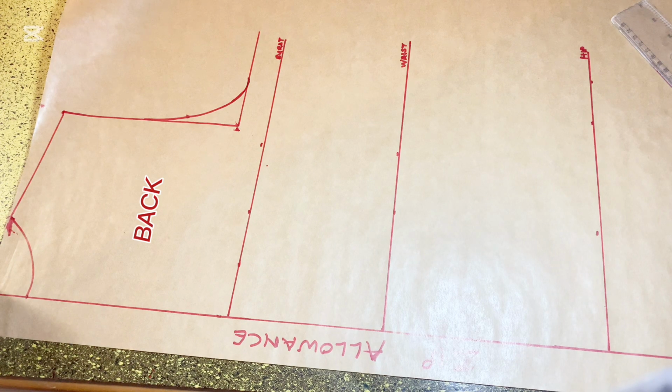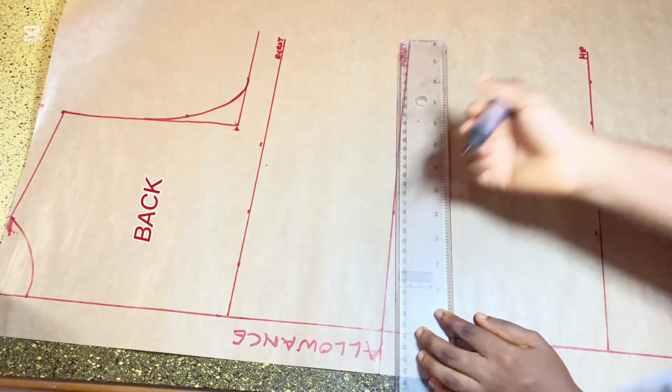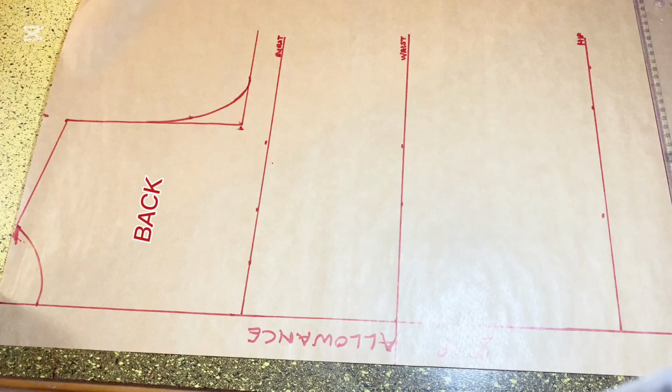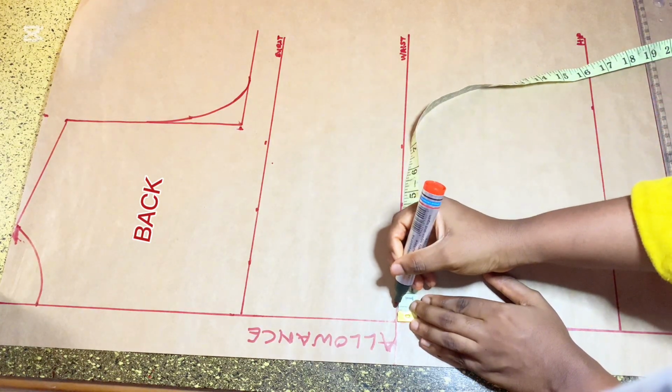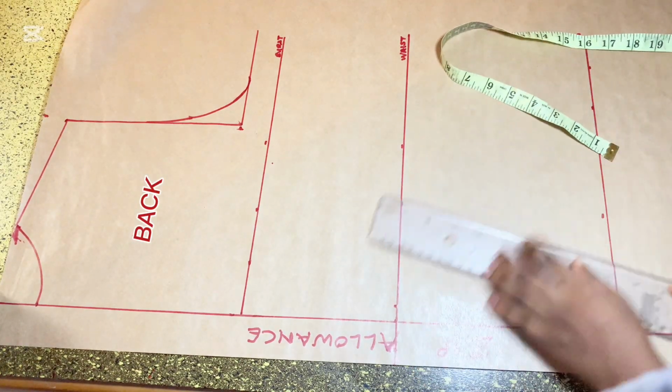To eliminate zip bulge, I'll come in on my waist by 0.5 inch. I'll come in also here by 0.5 inch. Then I will roll it to my shoulder.